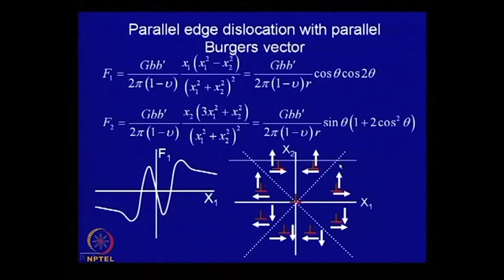Now, here clearly you will have the force equal to 0. In this case, looking at this force, x1 is greater than x2. If you are here, x1 is greater than x2. So, F1 is positive. Therefore, the nature of the interaction is one of repulsion.